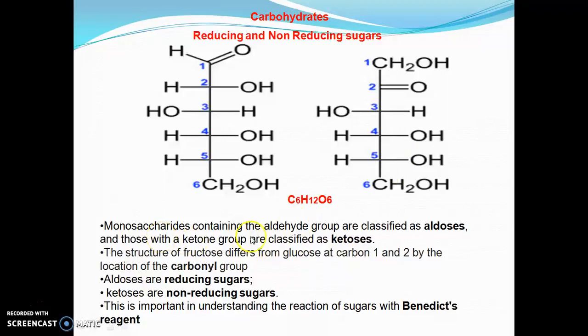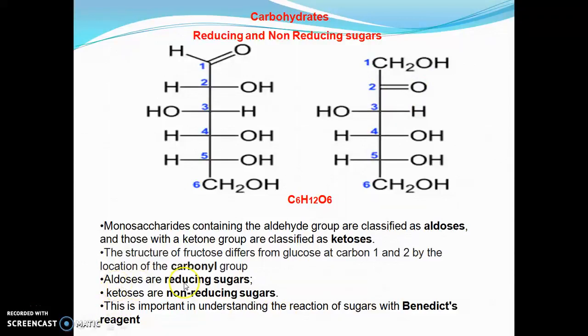Monosaccharides containing aldehyde groups are called aldoses. This is the structure of glucose containing an aldehyde group at position number 1. Therefore, glucose is called an aldose. While those with ketone groups are classified as ketoses. So this is fructose, with a keto group at the second position. So fructose can be classified as a ketose. The structure of fructose differs from glucose at carbon 1 and 2 by the location of the carbonyl group: carbonyl group at position number 1, carbonyl group at position number 2.